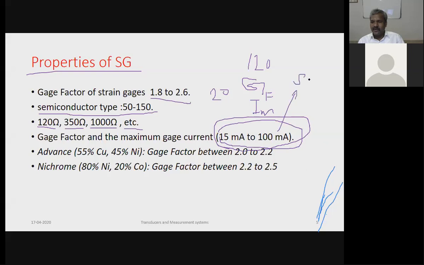Okay, this is a very important topic. What is self-heating error? So the strain gauges are all metal.